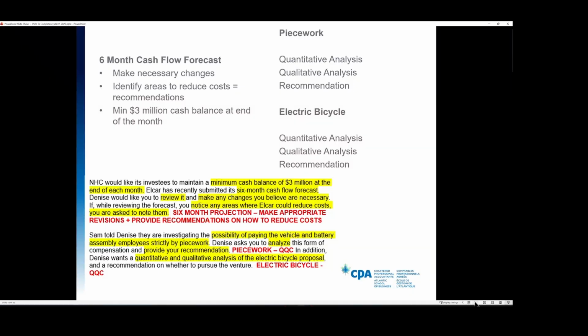There is two other options that I need to talk about because they're considering paying their assembly employees by piecework. So we need to perform both a quantitative and a qualitative analysis and provide a recommendation. So there is that structure, that discussion framework that I'm going to use. And I also can copy that because that's the same structure I should use for my response when it comes to the electric bicycle option.